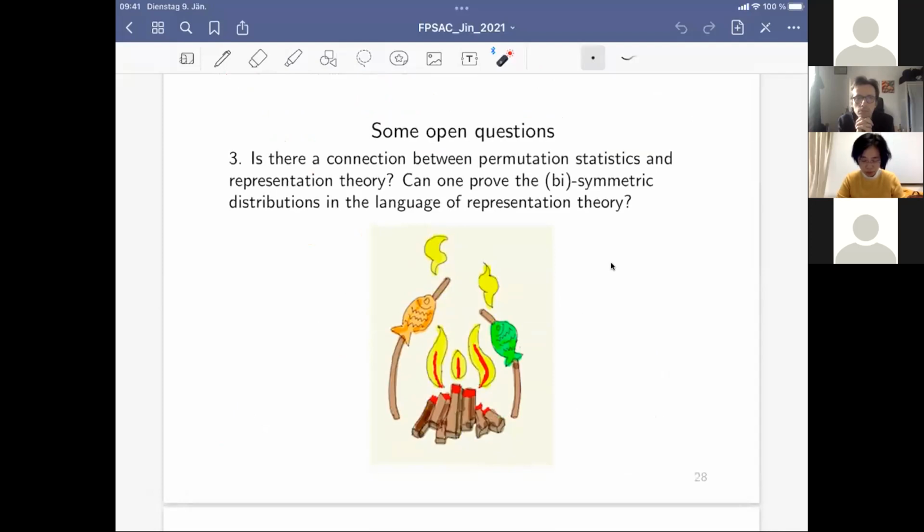And the third one is, can one prove the bisymmetric symmetric distribution in the language of representation theory? Because ascent sequences are nice. They have connection to q-series, and they have so many symmetric properties, but not all restricted inversion sequences have such property. So how can we characterize it? What kind of restricted inversion sequences have these symmetric properties? What do not have? So that would be also, in my eyes, an interesting question to study.